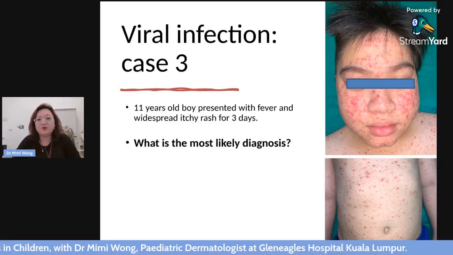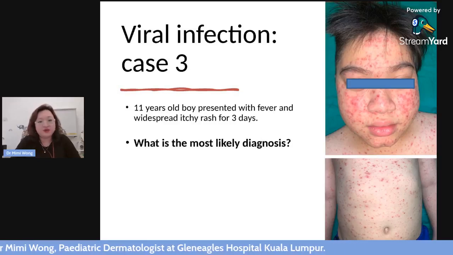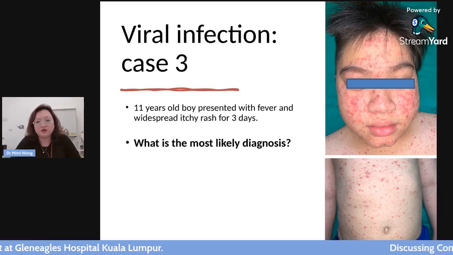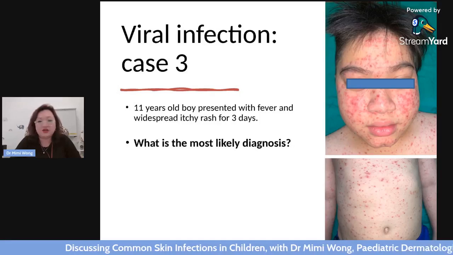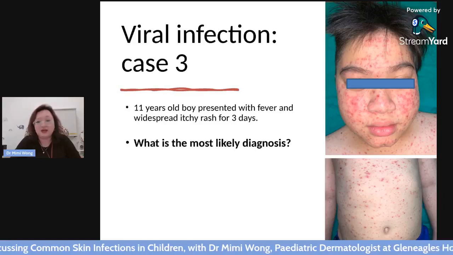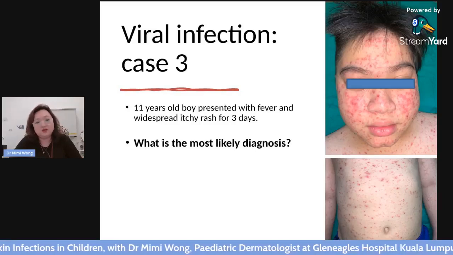This is an 11-year-old boy presented with fever and widespread itchy rash for 3 days. As you can see here, the rash is more focused over the face and also the trunk. They are different from the previous one because this has a different level. Some are already crusted, some already dried up, but new blisters just came in. So what is the most likely diagnosis?